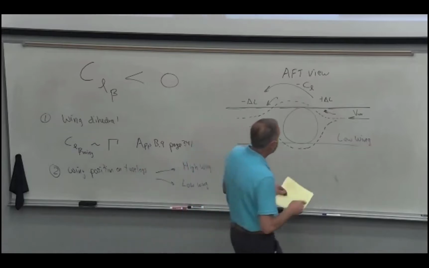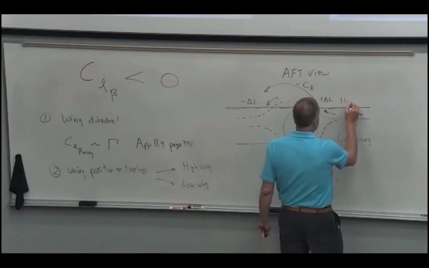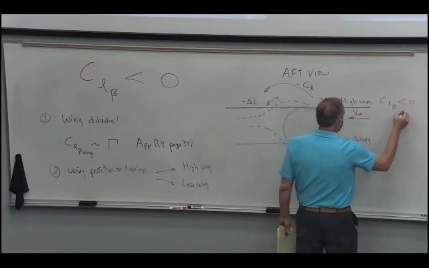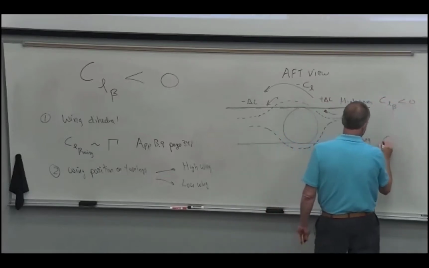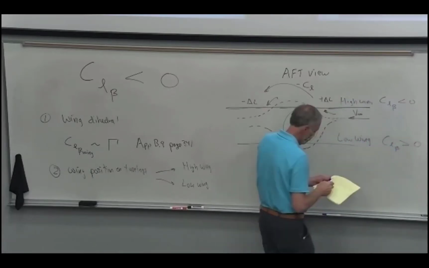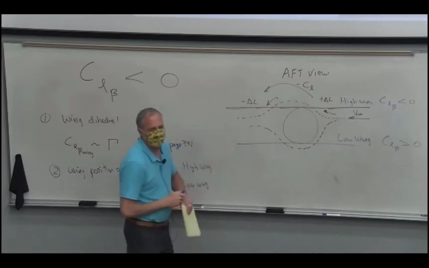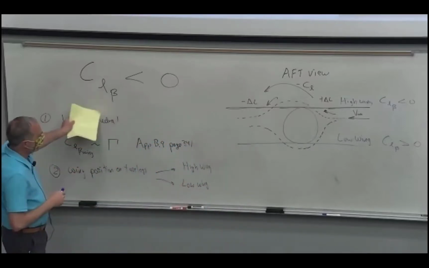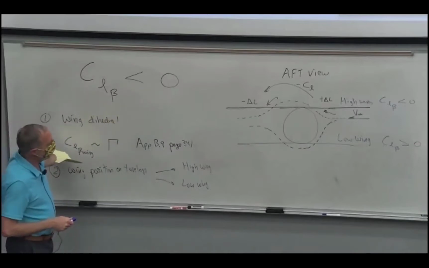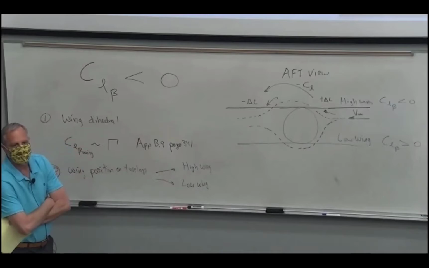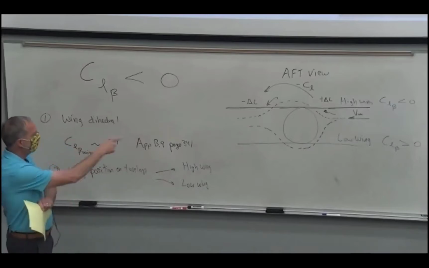So for the high wing, you'd get a CL beta in the stability direction, whereas for a low wing, you get the opposite. Now remember, that's just the wing position, so you still have the dihedral effect. So if you have a lot of dihedral and you have a low wing, they tend to cancel each other out, and you might get enough dihedral effect to overcome the low wing.